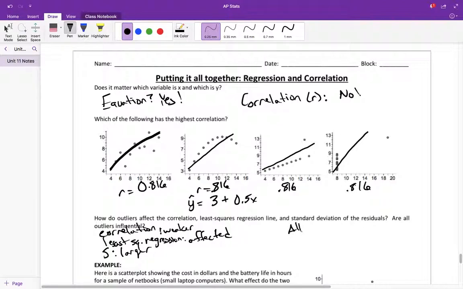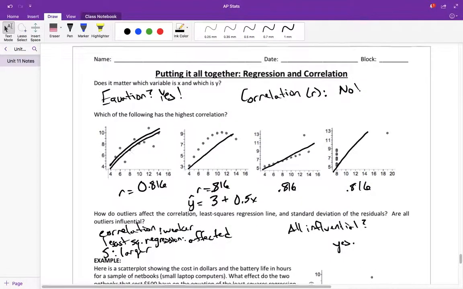What about all other influential points? Do those also have any sort of effect? And the answer there is also yes. There is an effect on correlation, least squares regression line, and S when you're talking about influential points.